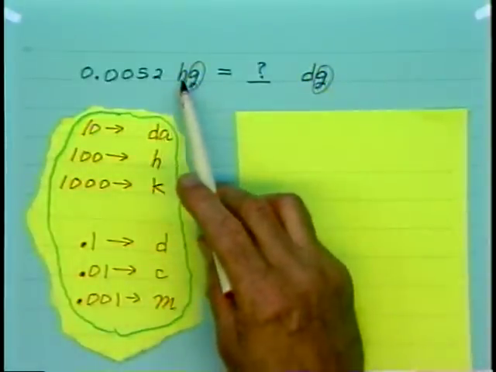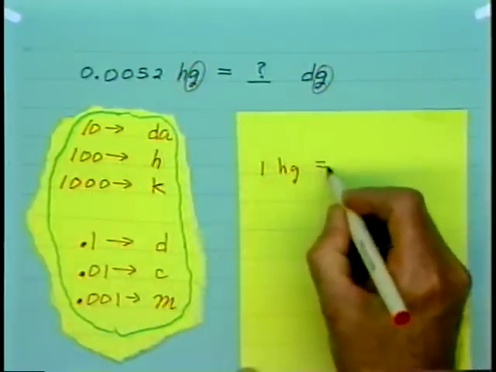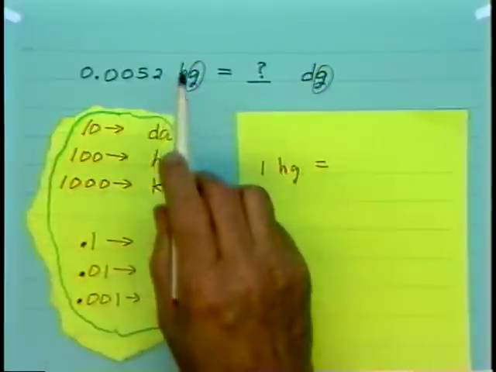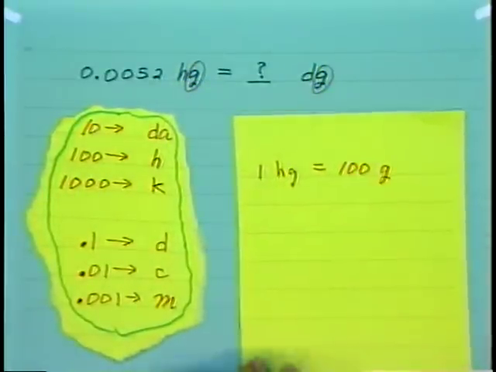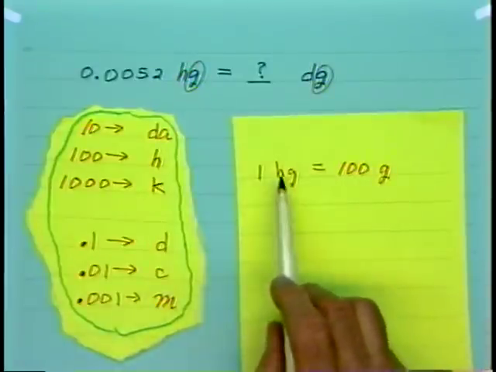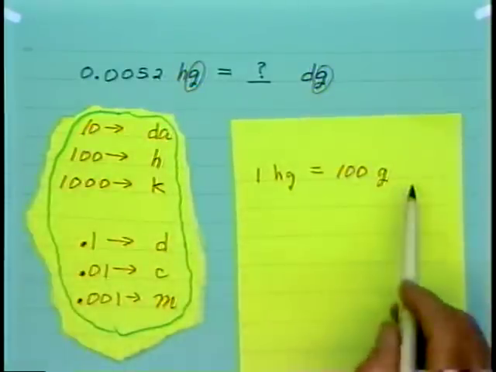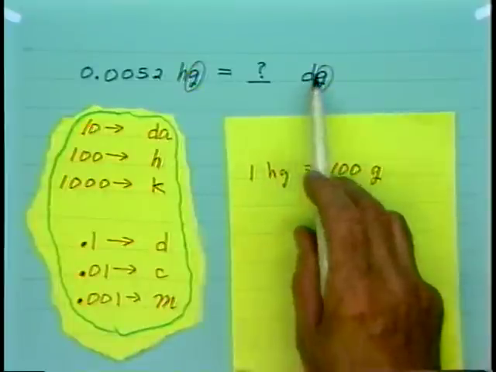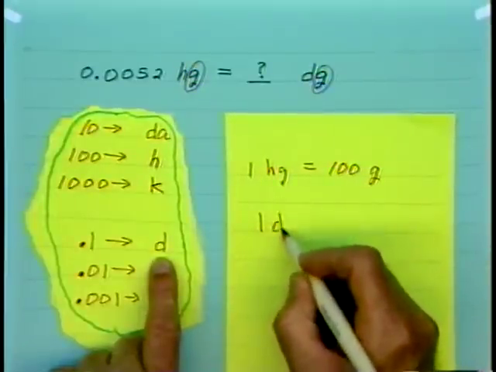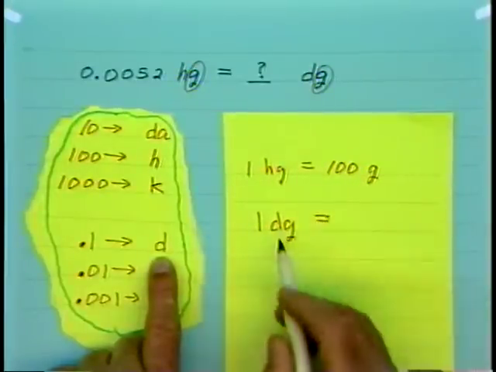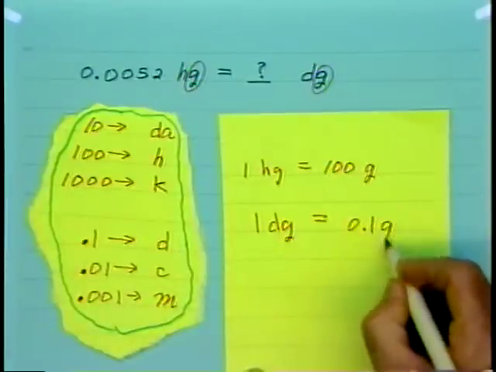We recognize that hecto, 1 hectogram, but hecto means 100. So hectogram means 100 grams. So last time we simply replaced the H by 100 and we get the 100 grams. But we also want to get into decigrams. And this says that 1 decigram, but deci means a tenth, so that means 1/10 of a gram.